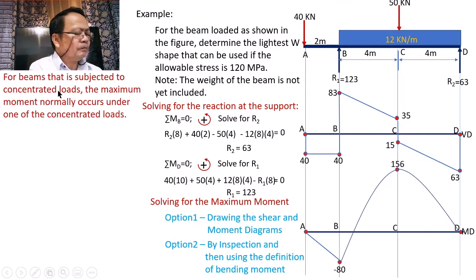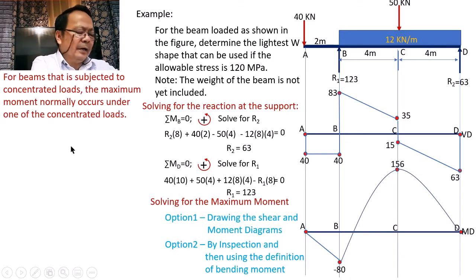Sabi dito, for beams that is subjected to concentrated loads, okay, may mga concentrated loads tayo, no? The maximum moment normally occurs under one of the concentrated load. Ito yung dapat na nakuha agad natin nung mag-drawing tayo ng mga shear and moment diagrams. So, ang sabi dito, kapag meron daw tayong beams that are subjected to concentrated loads, kalimitan, ang maximum bending moment ay matatagpuan sa ilalim na kung saan naandoon ang concentrated loads.